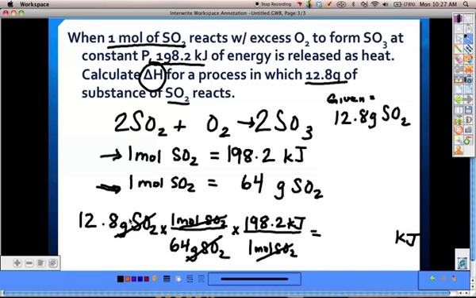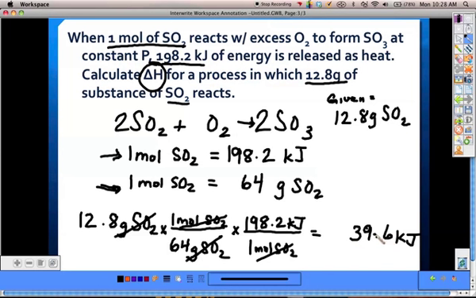It's not asking me to convert like our starter question did. So all I do is 12.8 multiplied by 198.2 divided by 64. And I need, let's see here, 3 sig figs. 3 sig figs for this one. Do you have it, David? Perfect. 39.6. Thank you.